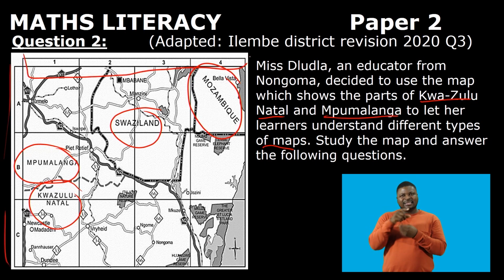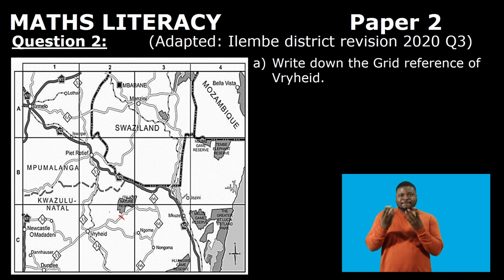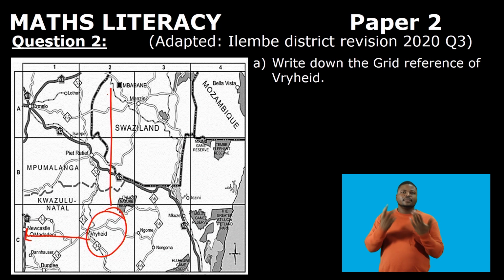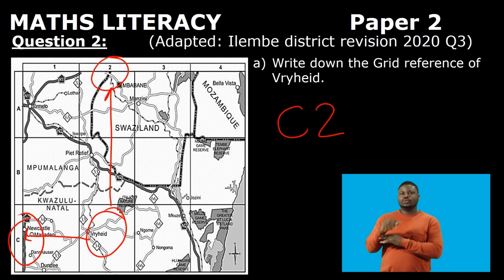So we know that somewhere in the question you will need to go and look for a grid reference. Write down the grid reference of Vryheid. Now, as far as I know, Vryheid is in KwaZulu-Natal. Yes, it is. There's Vryheid. And then you read off as a two-way table. It's C2. So there we go, C2.